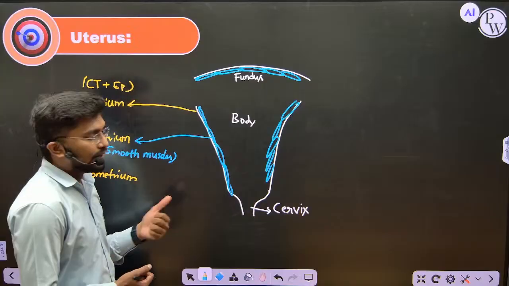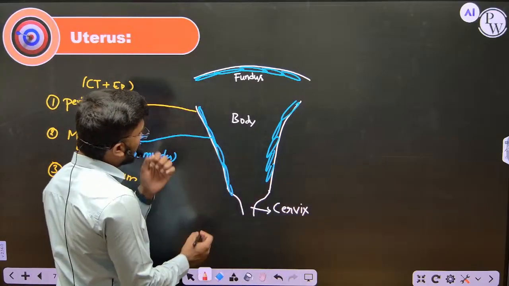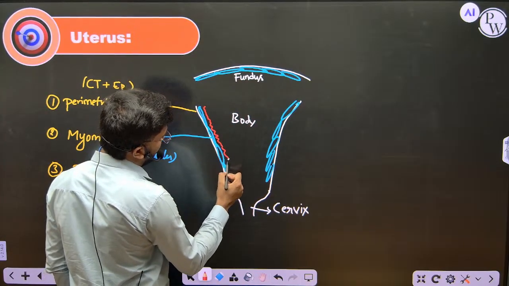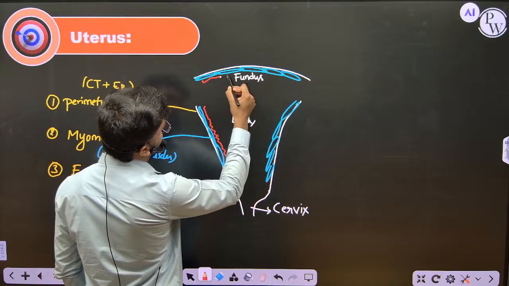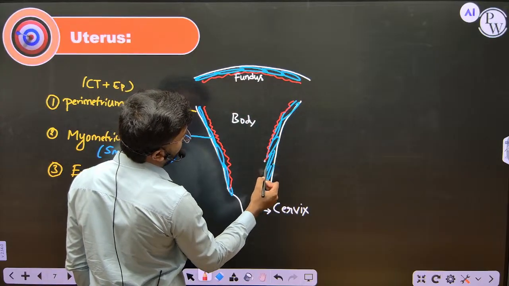Got it? Okay, the last layer, which is present inside the uterus, is called what? Endometrium. This layer is called endometrium. This is the endometrium.